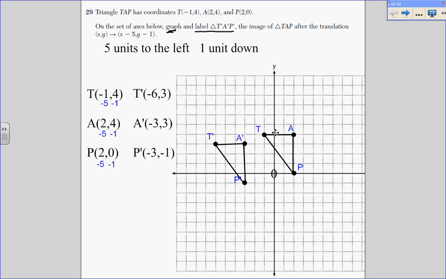5 units to the left, 1, 2, 3, 4, 5, and 1 unit down. And that would have been the translated figure.